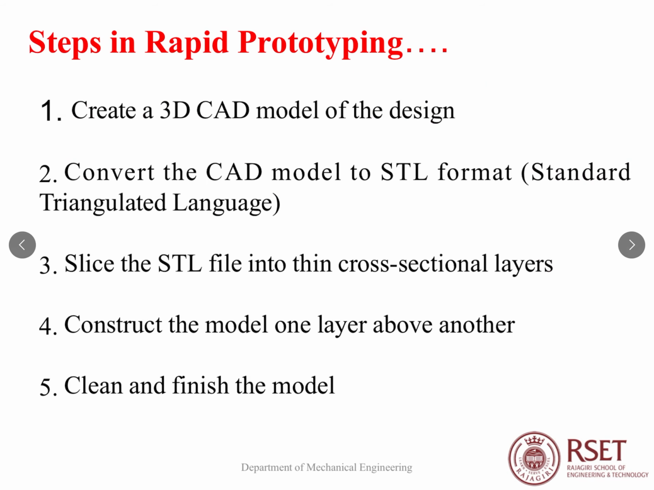Convert to STL format, that is standard triangulated language. This format is easy to store. If the CAD drawing is in standard triangulated language, it is easy to store or convert. Then slice the STL file into thin cross-sectional layers, that is the layering or slicing process. Construct the model one layer above another, because it's an additive process.